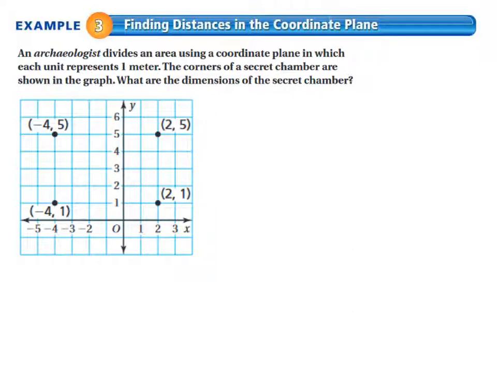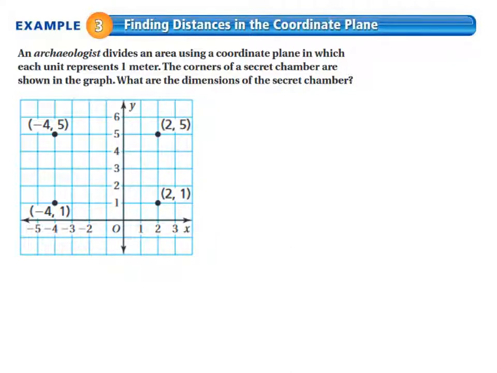Example 3. An archaeologist divides an area using a coordinate plane in which each unit represents 1 meter. The corners of a secret chamber are shown in the graph. What are the dimensions of the secret chamber? Okay, so you can see all 4 corners right here, and they all have dimensions on them. In chapter 4, we did some very, very similar problems. In the book, in the example, they use absolute value to find this and finding the distance from each axis. But I think if you did this like we did in chapter 4, you would have a much easier time.